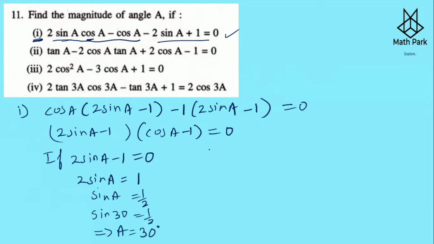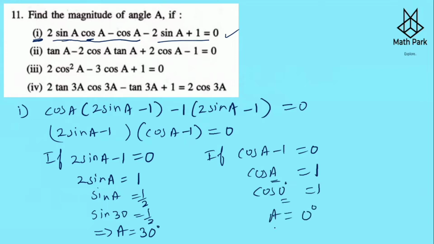Got it? Now, if we take cos A minus 1 is equal to 0, we get cos A is equal to 1. And which value of cos is 1? We know that cos 0 degree is equal to 1. Compare these two equations, we get A is equal to 0 degree. So for the first case, we get A is equal to either 30 or A is equal to 0 degree.